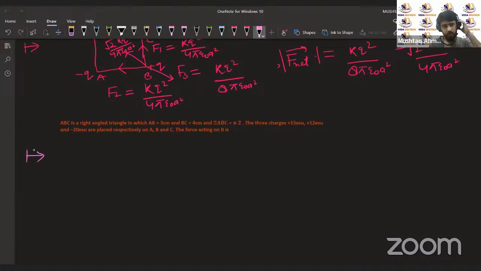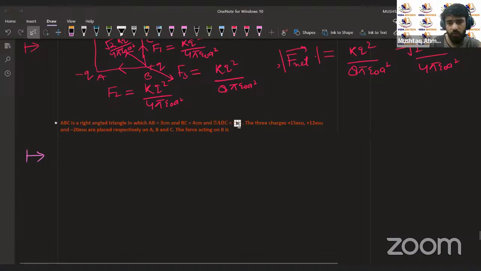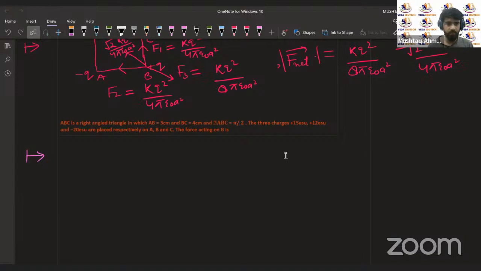Now we have another question. ABC is a right angle triangle in which AB is equal to 3 centimeter and BC is equal to 4 centimeter, and angle ABC is equal to pi by 2. The three charges plus 15 electrostatic unit, plus 12 electrostatic unit and minus 20 electrostatic unit are placed respectively on A, B and C. The question is asking the force acting on charge B.